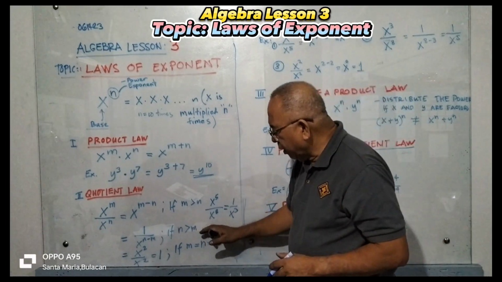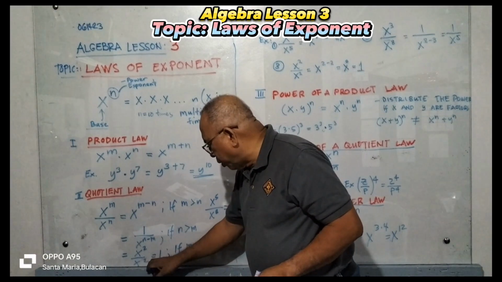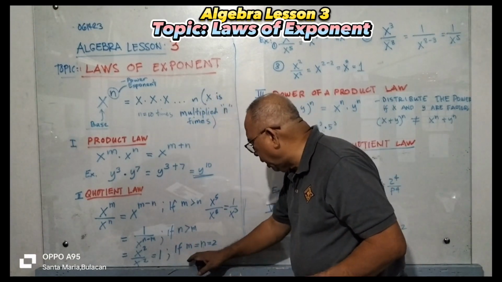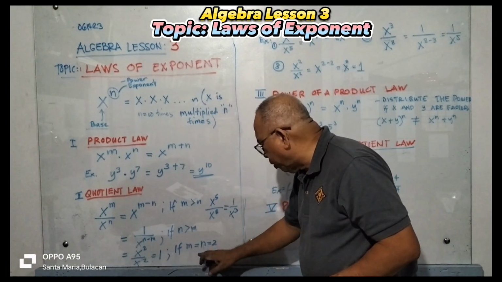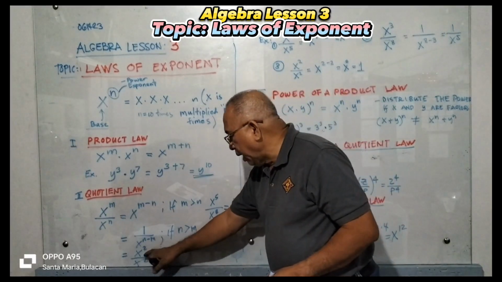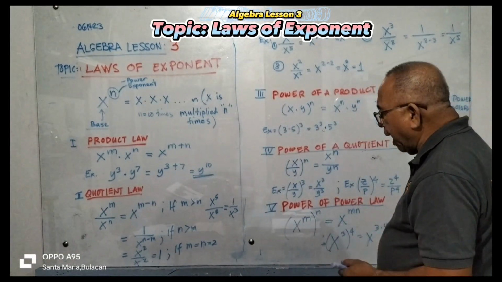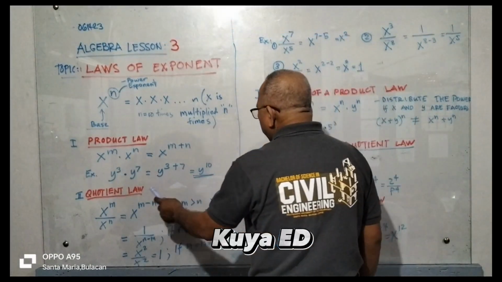Pero, pwede din daw na x squared over x squared equals to 1 if and only if m is equals to n, which is equals to 2. In-example lang natin yan para mas madaling maintindihan. So, madaling salita, yan yung quotient law natin.